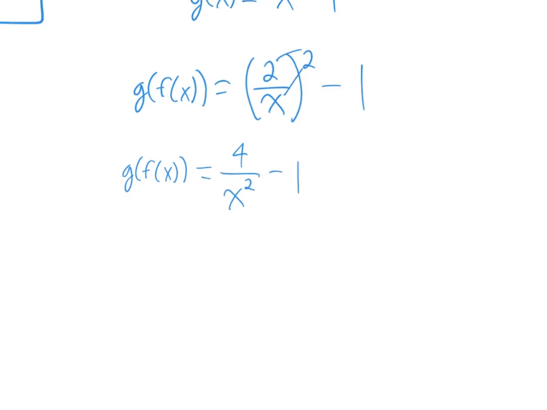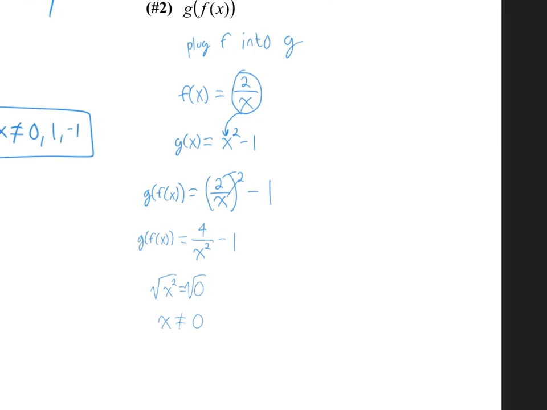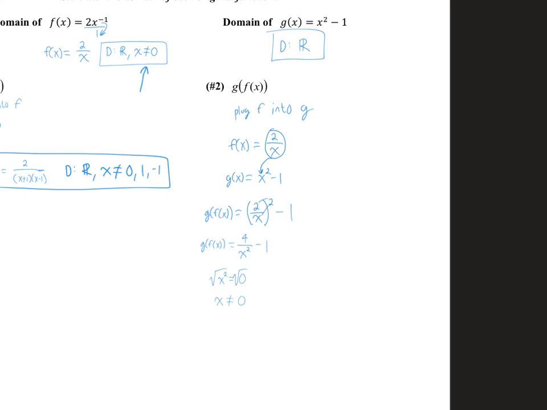All right, and then what's our domain restriction? Well, we have a denominator here, so we can't divide by 0, so we're going to set the bottom equal to 0. So x squared equals 0. Take the square root to solve. X cannot be equal to 0. So what's our domain restriction? Well, we already had x cannot be equal to 0 from the f of x. So our domain restriction is going to be all real numbers, but x cannot be equal to 0. That was from f and from our g of f of x. And this is our answer.